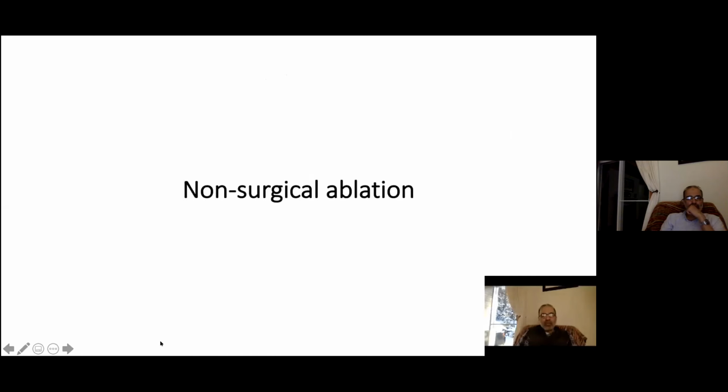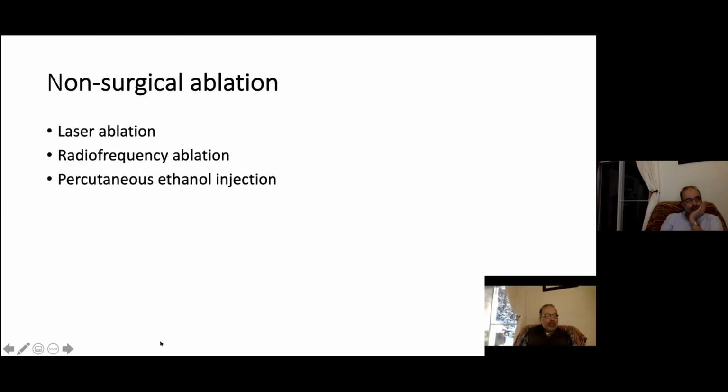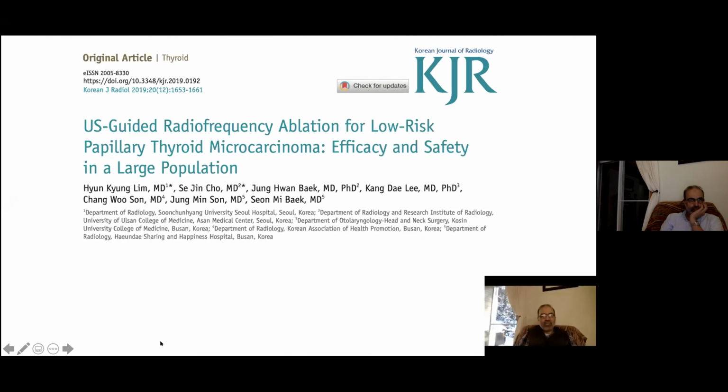What about non-surgical ablation techniques? Well, there are three. There is laser ablation, there's radiofrequency ablation, and there's percutaneous ethanol injection. And different centers use different techniques.